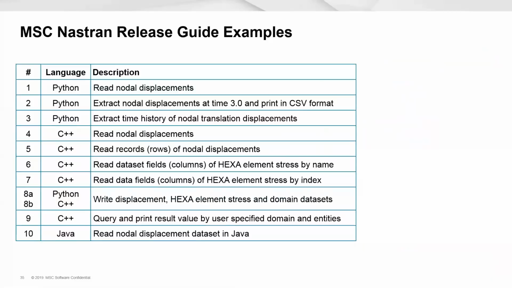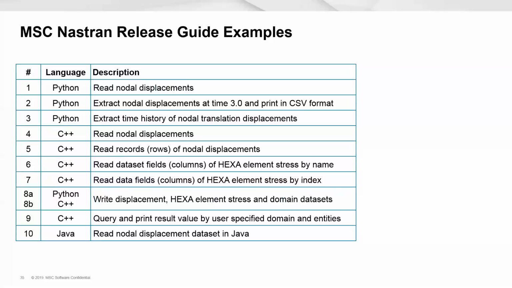So there are 4 of them in Python, there are 5 or 6 in C++, and there's 1 in Java. For example, you can compare reading nodal results: it's the first example in Python, and it's the 4th example in C++, and then there's 1 in Java. So if you want to compare the capabilities, you can do that. And there's 1 that's exactly identical: example number 8, there's sort of an 8A and an 8B, to write displacements and hex stress data. And you can see it in Python or C++.